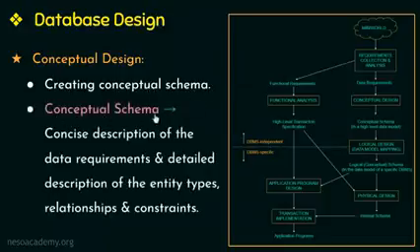A conceptual schema is a concise description of the data requirements and a detailed description of the entity types, relationships, and constraints. You will understand this better with an example that we will be seeing later. As we saw, these concepts are expressed using a high-level or conceptual data model, and because these concepts do not contain implementation details, they are easier to understand and can be communicated easily with non-technical users.